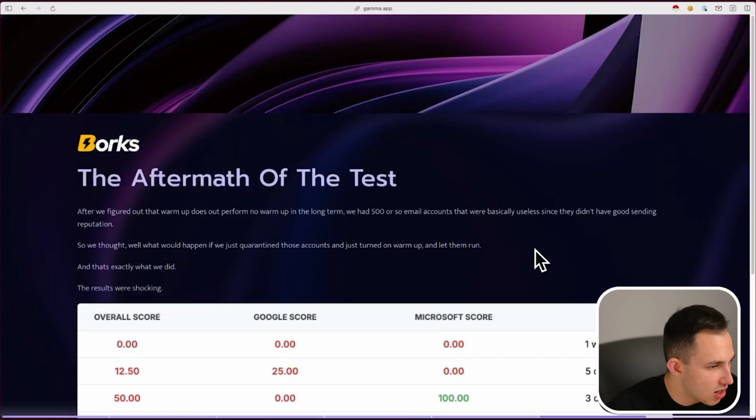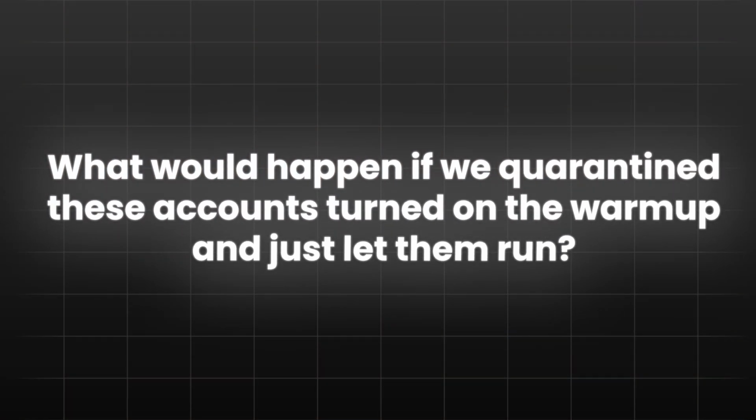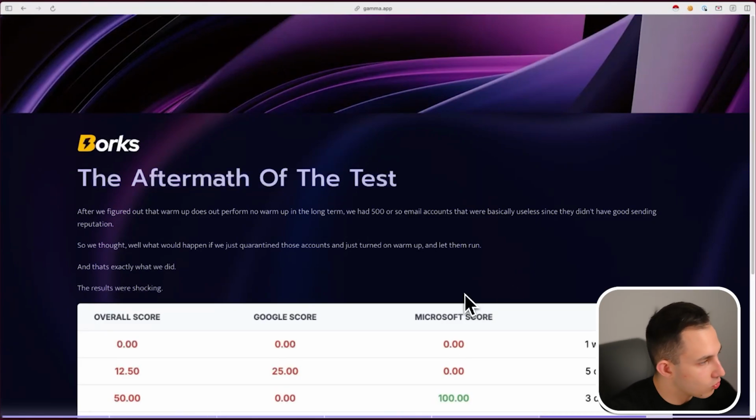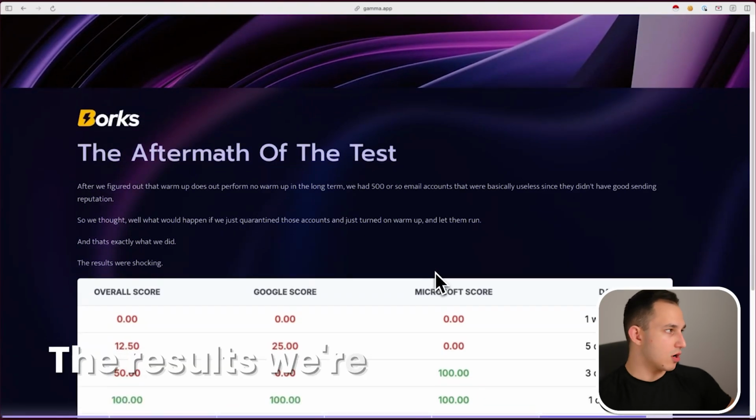Now, I also want to talk about the aftermath of the test. After we figured out that warm-up does outperform no warm-up in the long term, we had 500 or so email accounts that were basically useless since they didn't have any good sending reputation. So we thought to ourselves, what would happen if we just quarantined these accounts, turned on the warm-up, and just let them run? So we stopped the sending and started the warm-up, just to see what would happen. Since we already paid for the infrastructure, we might as well use it for as long as we can, okay? And that's exactly what we did. And the results were shocking.